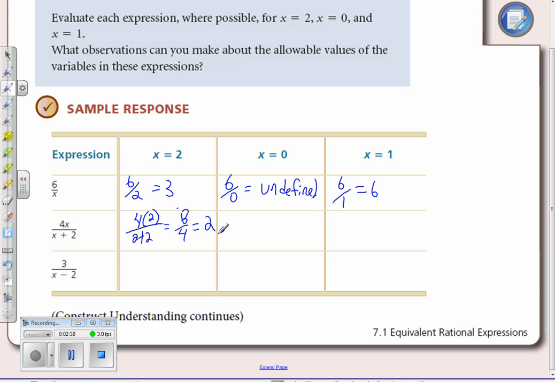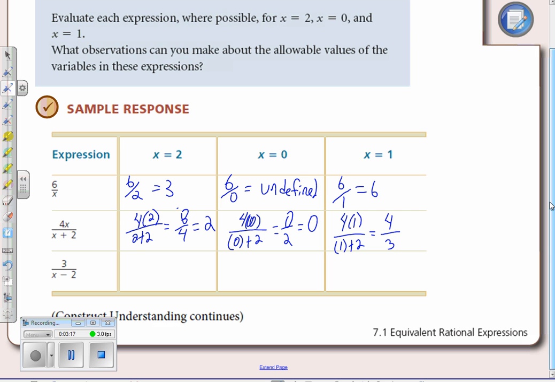But if I plug in a 0 now, that was a problem in the first one. Is it going to be a problem here now? 4 times 0 over 0 plus 2, which is going to give us 0 over 2. That's not a problem. It's dividing by 0 when the 0 is in the denominator, not 0 in the numerator. That's fine. It's just equal to 0. Next one, if we have 4 times 1 over 1 plus 2, we have 4 over 3, and that's not a problem.